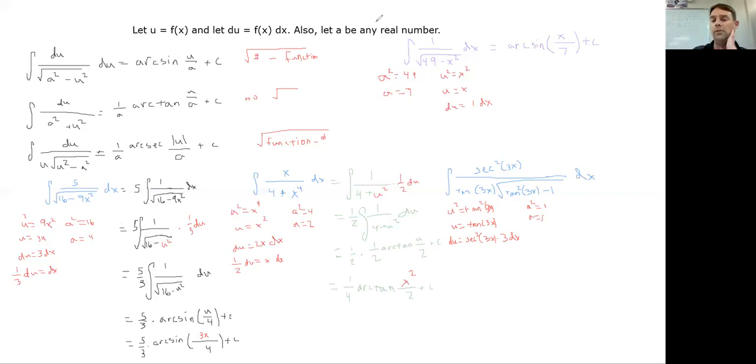Now, if we're looking at the pieces here again, let's see what we got. I have my u value out in front. I have my square root of u squared minus 1. But I need to have a 1 up here. And right now I have secant squared 3x dx. I need it to be just secant squared 3x times 3 dx. So I got to move that 3 to the other side. So I get 1/3 du. Now my differentials match up.